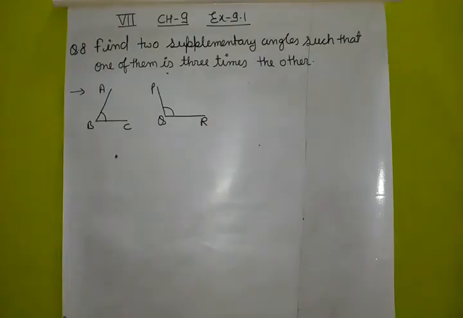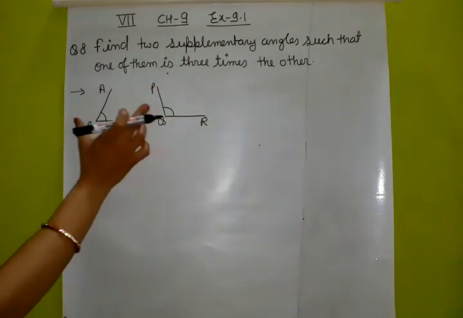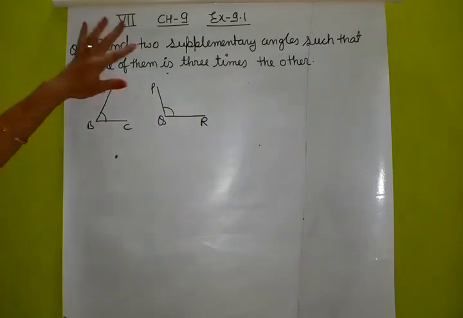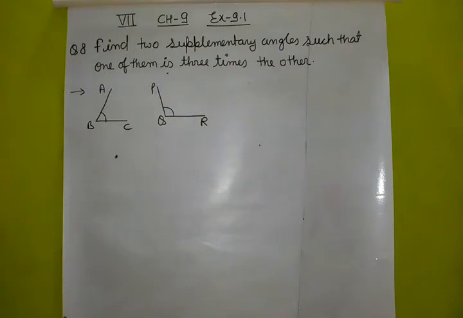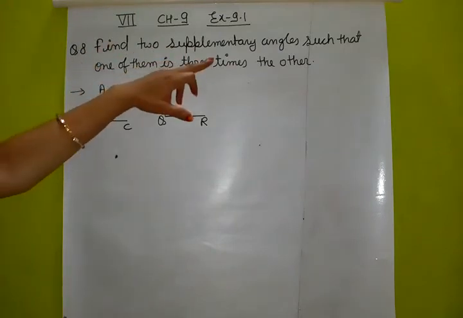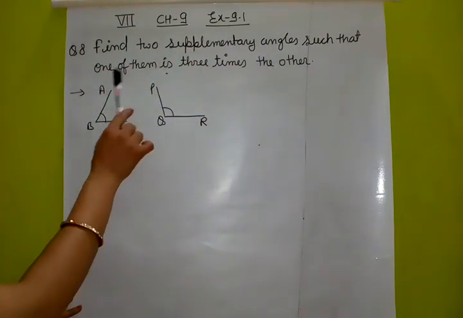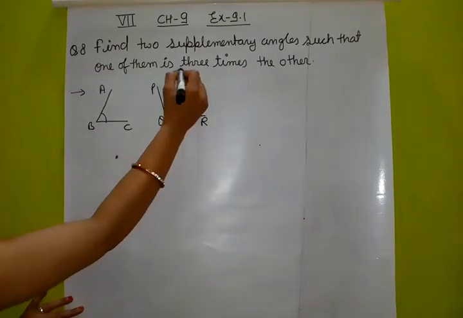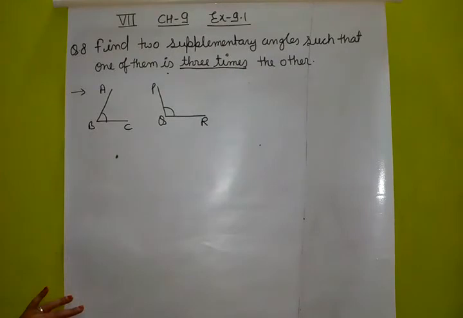Now students, question number 8. Question number 7 was based on complementary angles, and question number 8 is based on supplementary angles. And you know, supplementary angles means the sum of two angles should be 180 degrees. Find two supplementary angles such that one of them is 3 times the other.